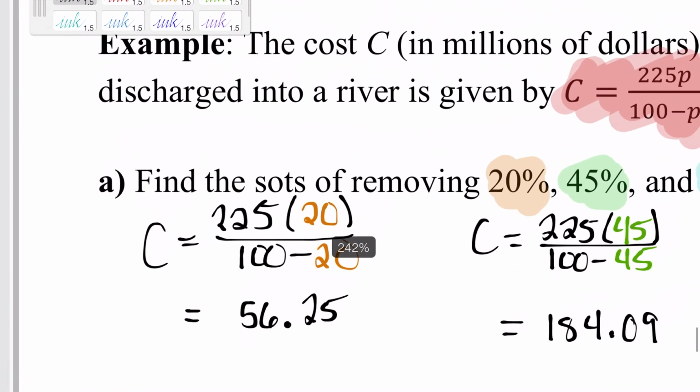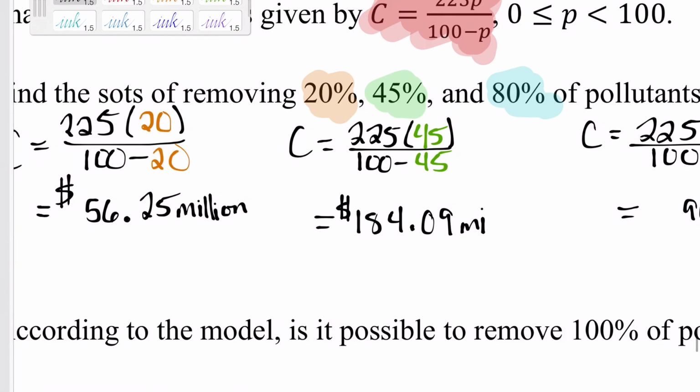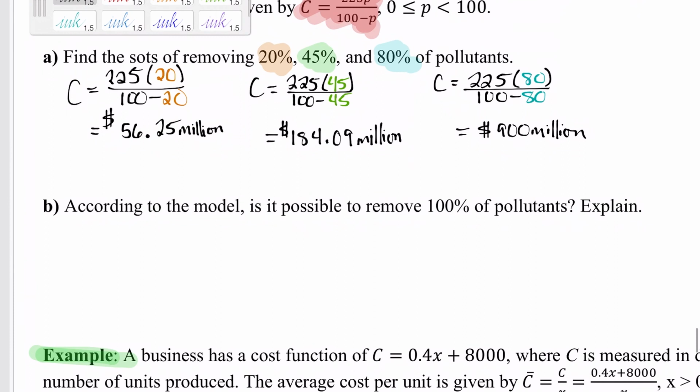So here they said at the very beginning that this is in millions of dollars. So I want to make sure that I have those labels. Now that I found how much it's going to cost for me to take out this percentage of pollutants, they then ask me, according to the model, is it possible to remove 100% of the pollutants?